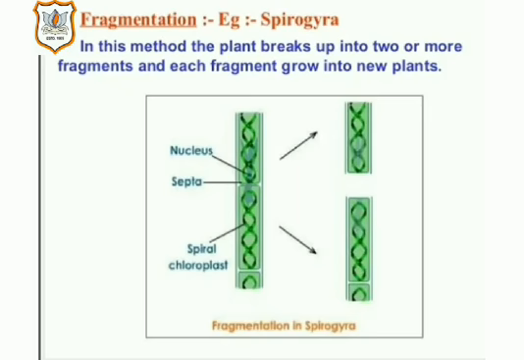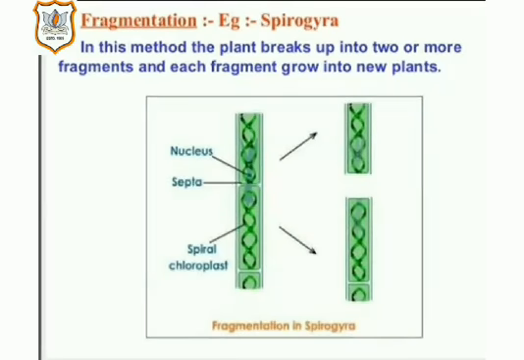Next, fragmentation. You might have seen slimy green patches in ponds or in other stagnant water bodies. These are algae. When water and nutrients are available, algae grow and multiply rapidly by fragmentation. An alga breaks up into two or more fragments. These fragments or pieces grow into new individuals. This process continues and they cover a large area in a short period of time.